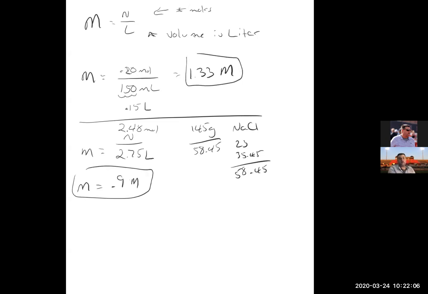So the key thing here is looking at what is given. We always have to get it to moles. So if I'm given grams, I've got to find moles, which is equal to grams divided by the molar mass. Once I find that, I can now put that into my equation, making sure that the volume is changed from milliliters to liters. And that's how we're going to do molarity.